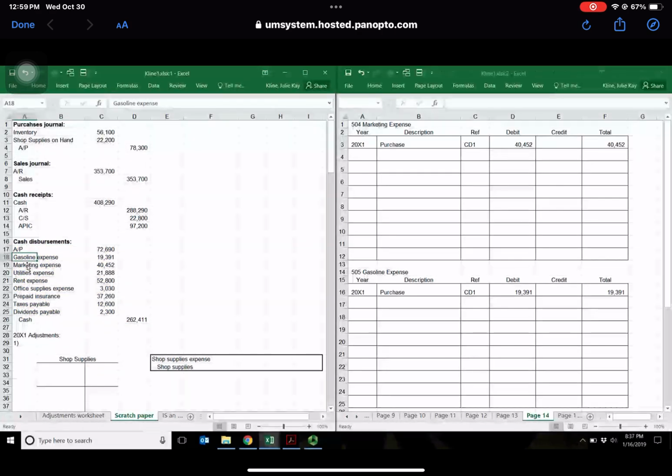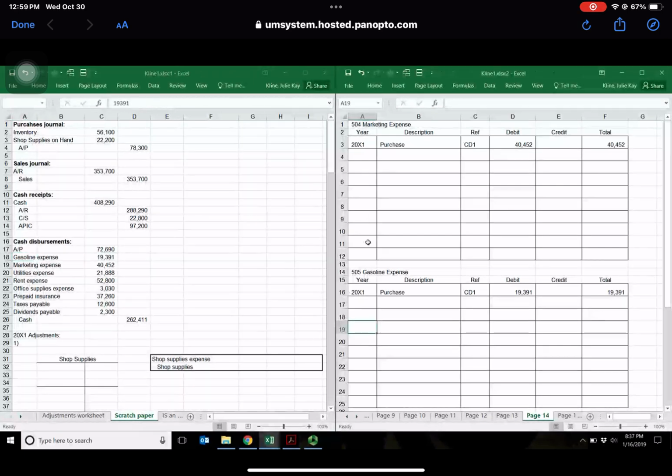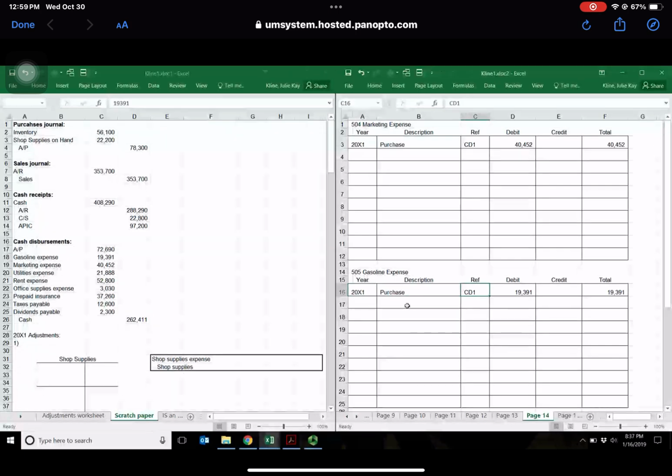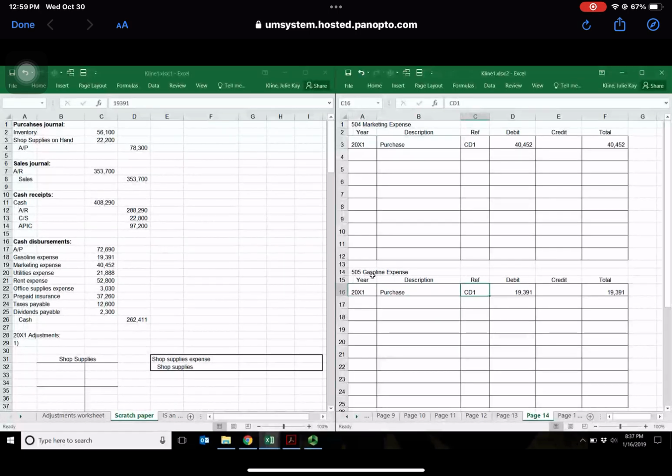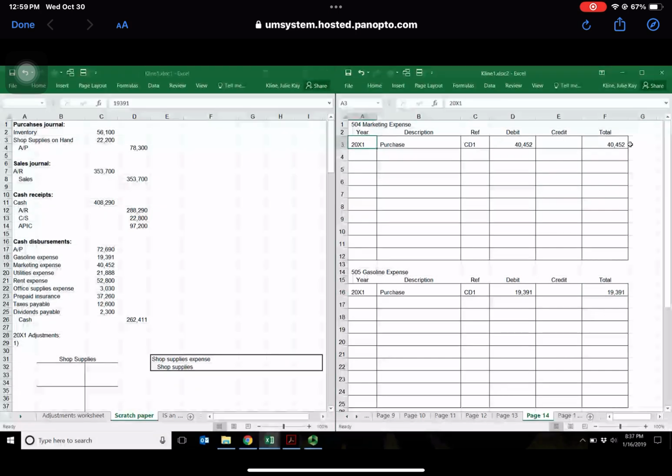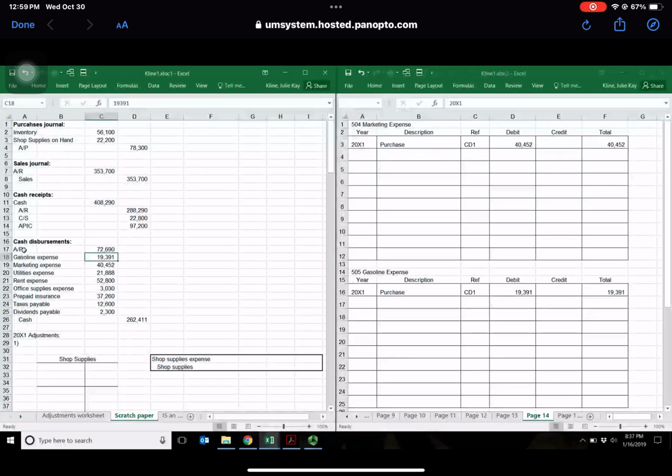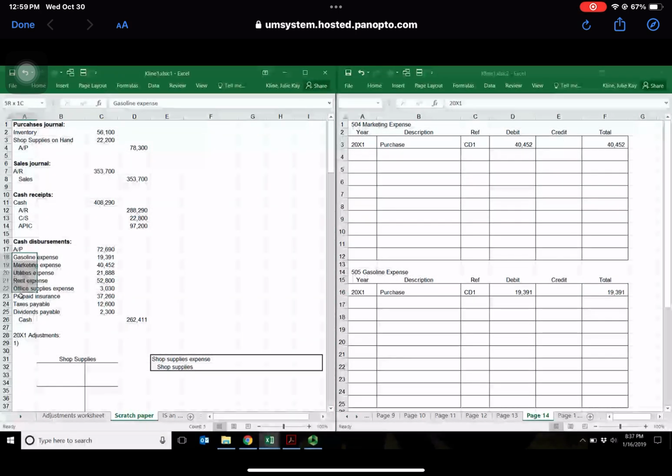But let's look, for instance, at gasoline expense and marketing expense. You're just going to put the year, right, that it was a purchase. Your reference is cash disbursement 1. This is the gasoline expense account. And then you have your debit there, and you're going to carry your total over there. Same with marketing expense, purchase, so forth. So go ahead and post all of your expense accounts.